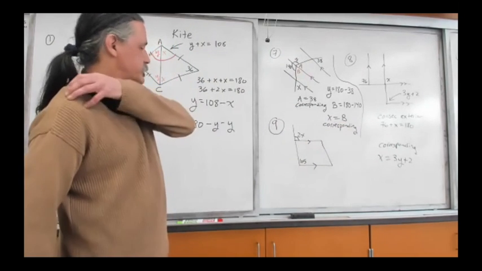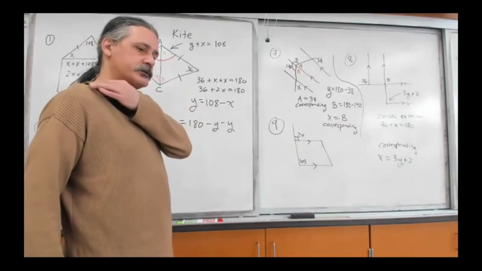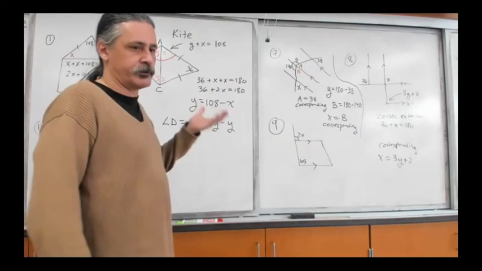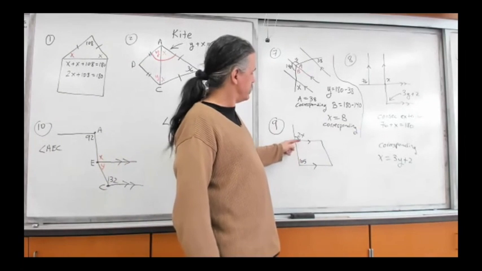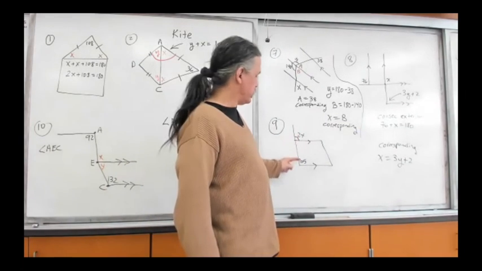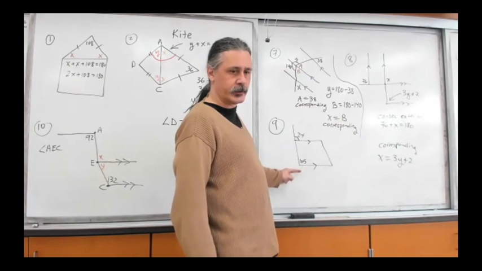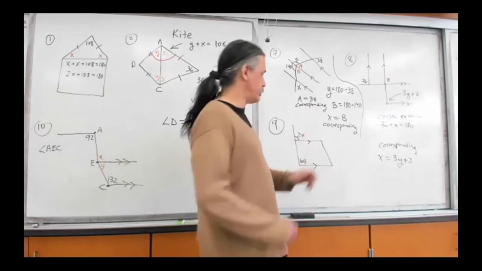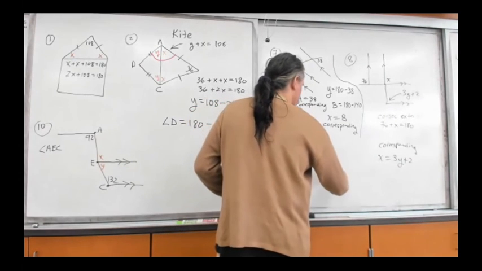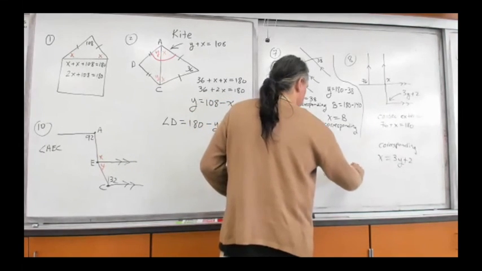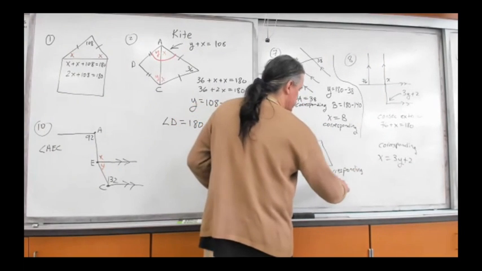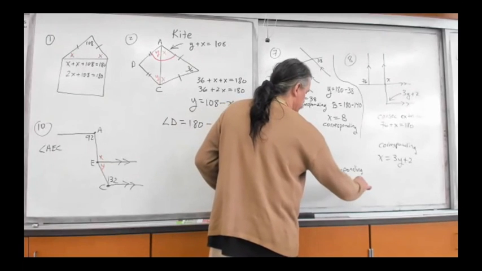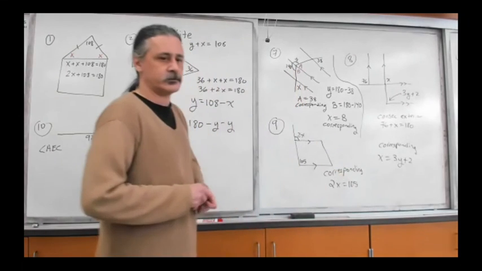Now number 9 is probably one of the least demanding problems, but you've got to recognize what to do. We have our parallel lines, and if you notice the 2x angle and the 105 angle, those are corresponding. They're both above a parallel line and to the right of a transversal. So once again, we have corresponding angles. And since the lines are parallel, that means these are congruent. So you just solve that equation, 2x equals 105.